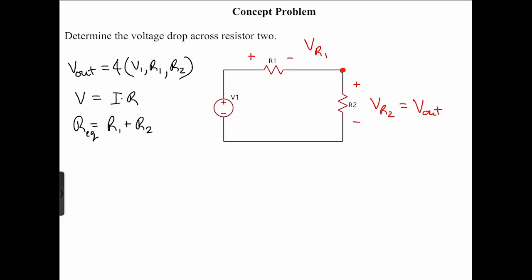So, because V is equal to I times R, we know that the source voltage, V1, let's just call it V. So V is equal to I times the sum of resistance, which is R equivalent, which is equal to I times R1 plus R2. So we can call this equation 1.